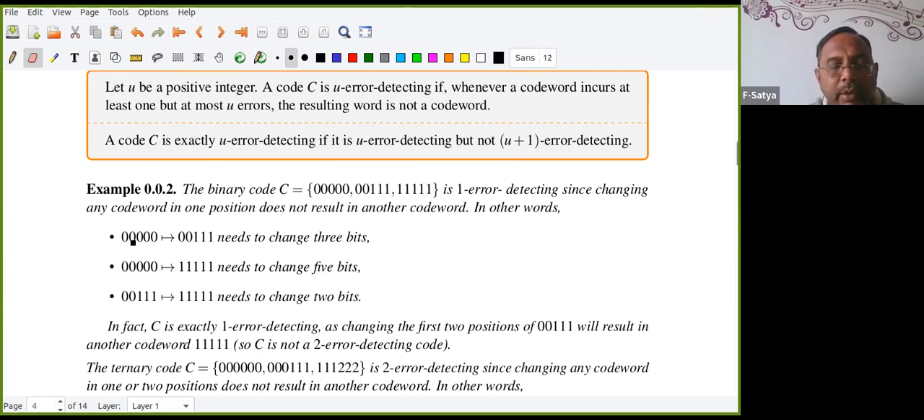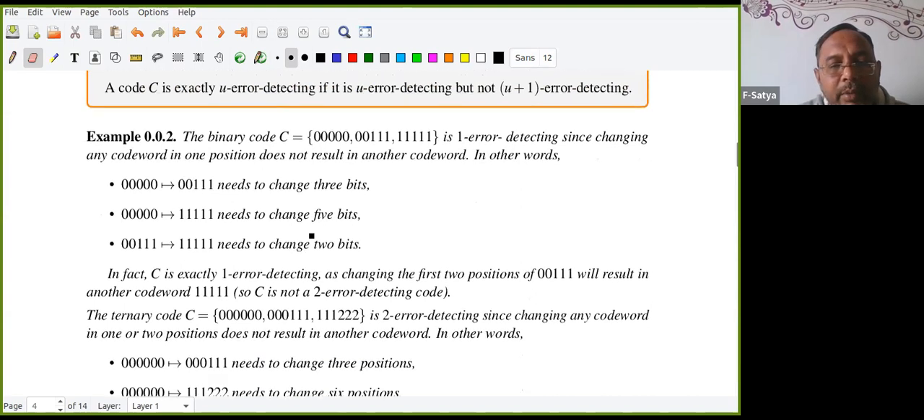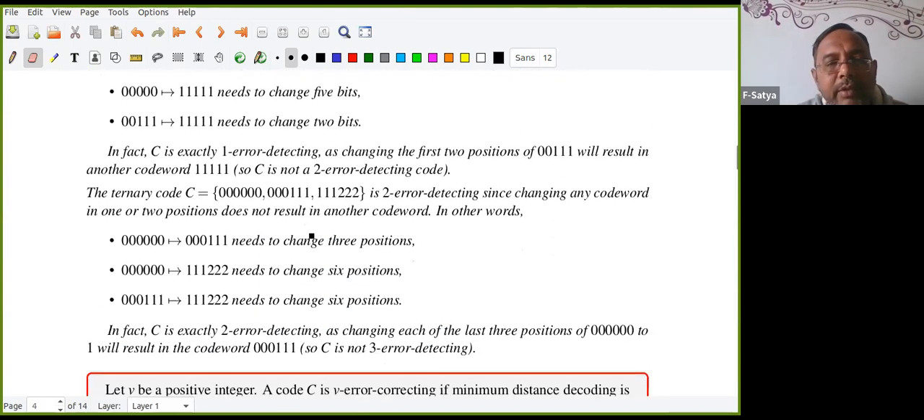Okay. What I wrote here is 0, 0, 0. This is mapped to this one. In order to go to this one, I need to change 3 bits. This to this needs 5 bits. But this one to this needs 2 bits only. So 2 bits are required to change from here to here. So that means I can detect only one error happened. I hope it is clear to you, even though you are not responding much.